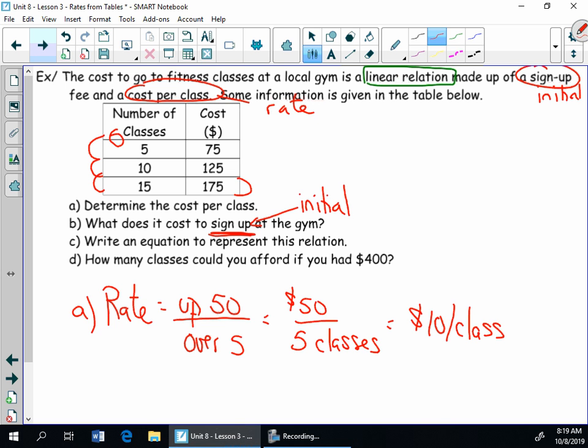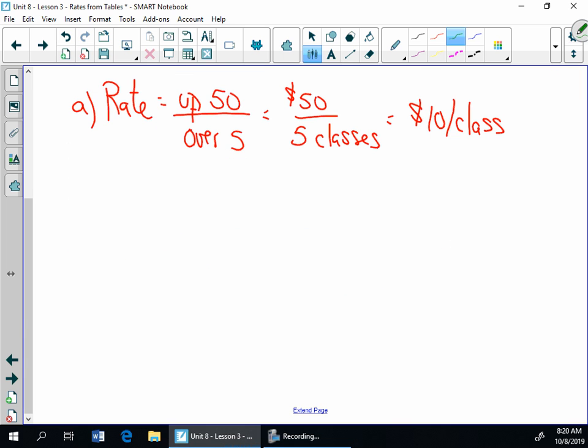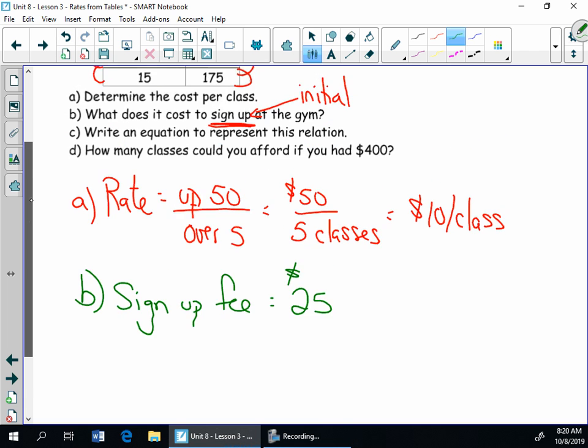What's happening on this side? It's going up 50, 50, 50. Doesn't that one make this 25? So if I'm not given the 0, I have to go back and think about the pattern that would create it. There's my pattern. 0 classes cost 25 if I go back in the table. We can write that down. Okay, our sign-up fee would be $25.